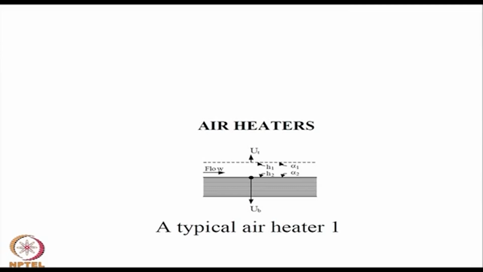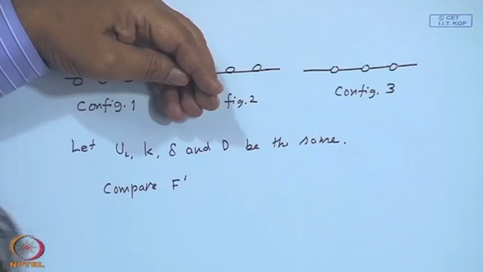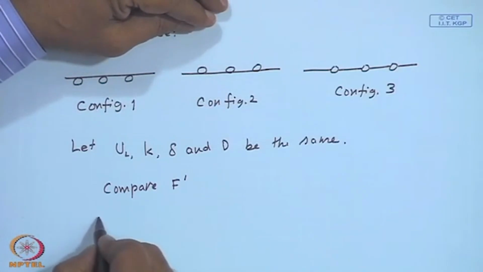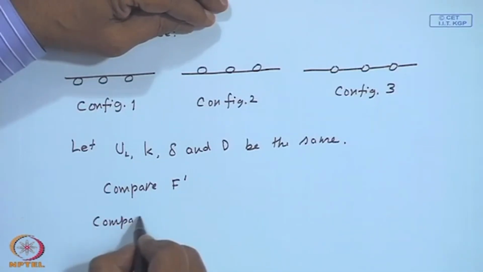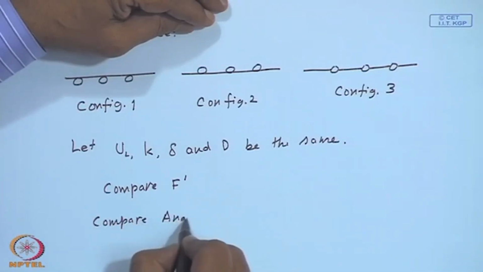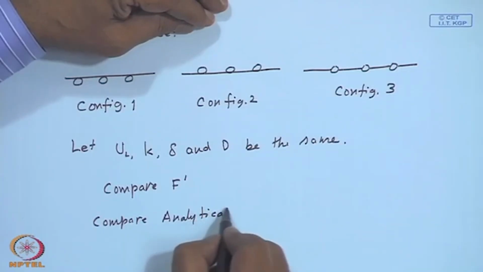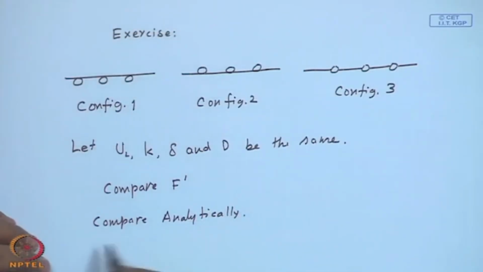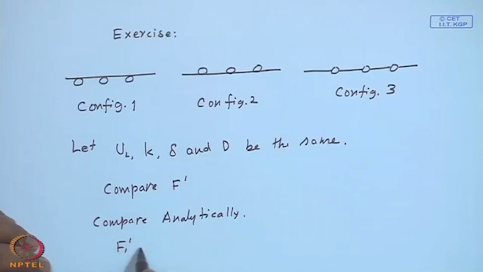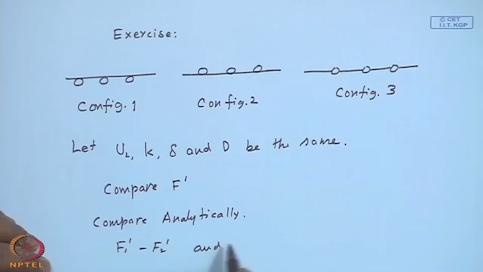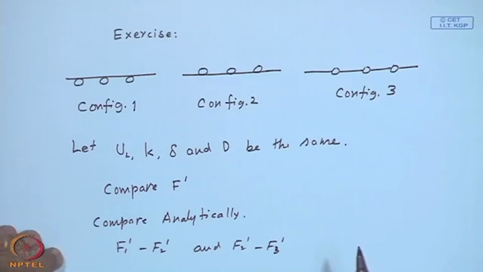So you can compare analytically. All you have to do is F1 dashed minus F2 dashed, and F2 dashed minus F3 dashed. So you will find out F2 is greater than F1 or F1 is greater than F3, etc., and you can say that this configuration is superior.